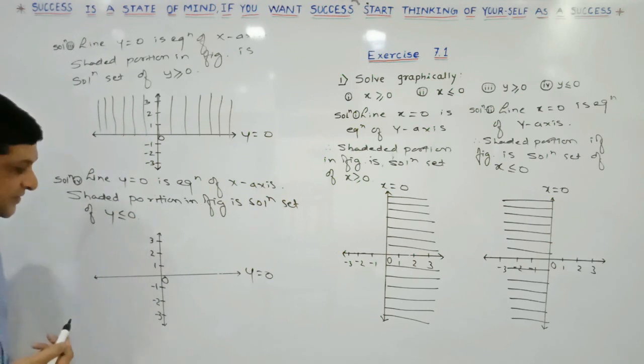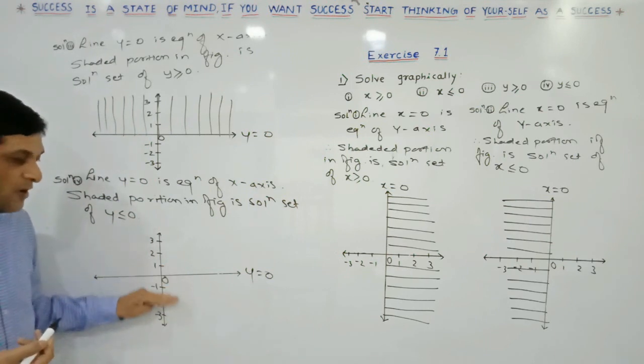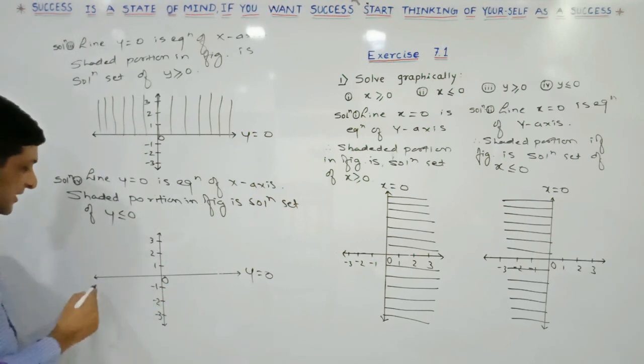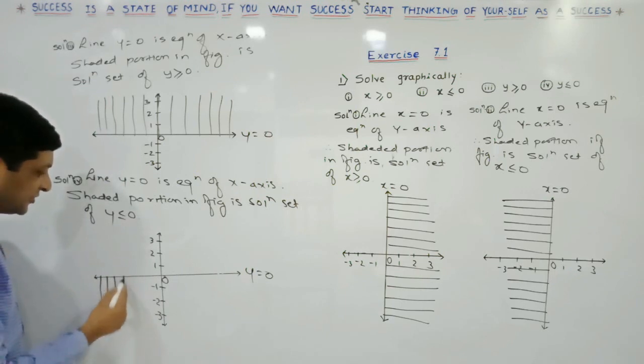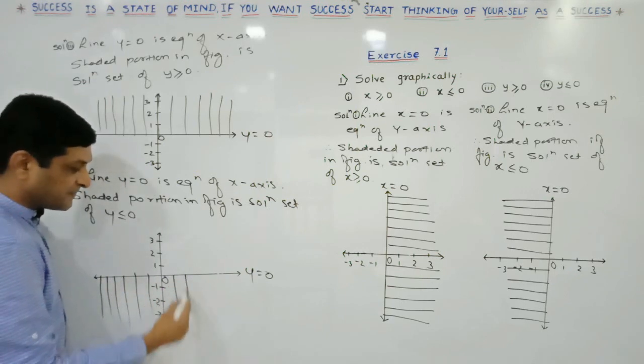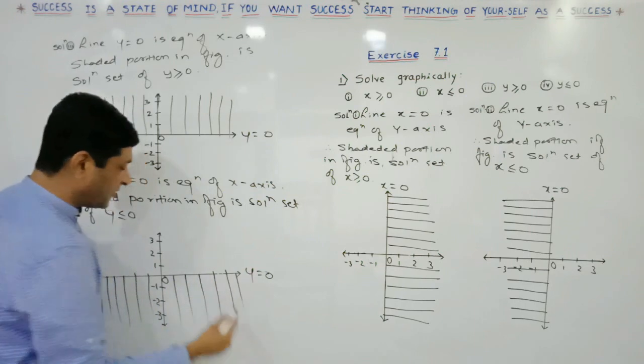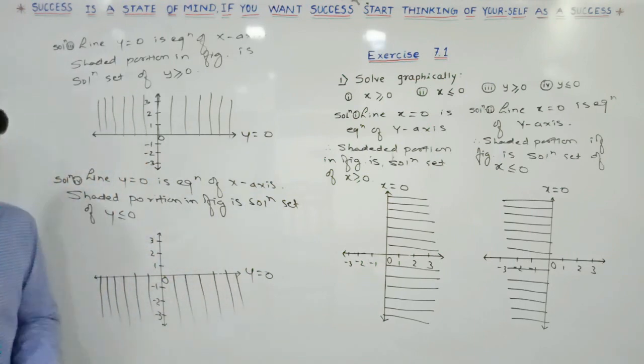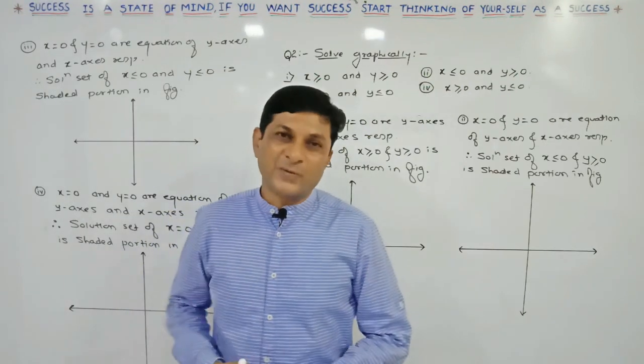And here we can observe that on this side, the values of y are what? Less than 0. So that's why we can say that the shaded portion is nothing but the solution set of this expression y is less than or equal to 0. Now see question number 2.